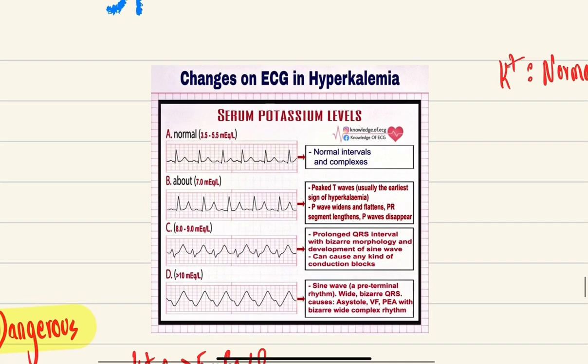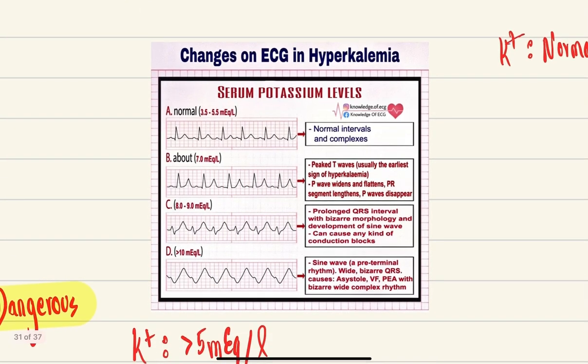Let's see some of the ECG findings. If it is more than 7, then there might be tall tented T waves, and if it is more than 8, then there might be a prolonged QRS interval. If it is more than 10, then the sine wave pattern will be seen.